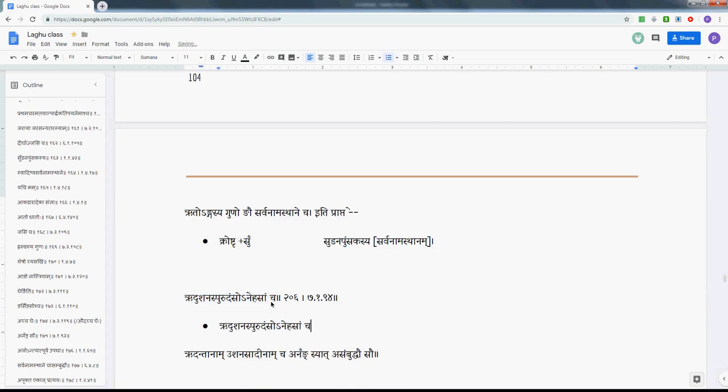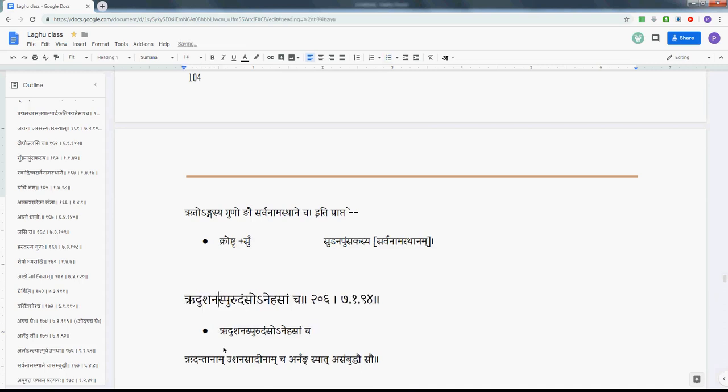So then what do you do? The next sutra he applies is Rudushanas Purudamso Nehasancha. Ru, this is how the split is. Ru, Dushanas, Purudamsaha, this is one pada, Anehasancha. Cha. What does this mean?